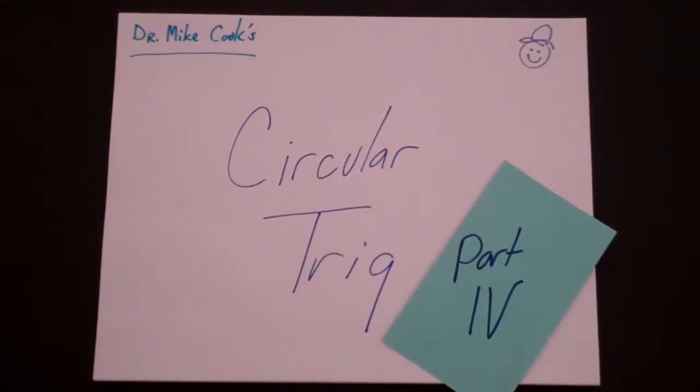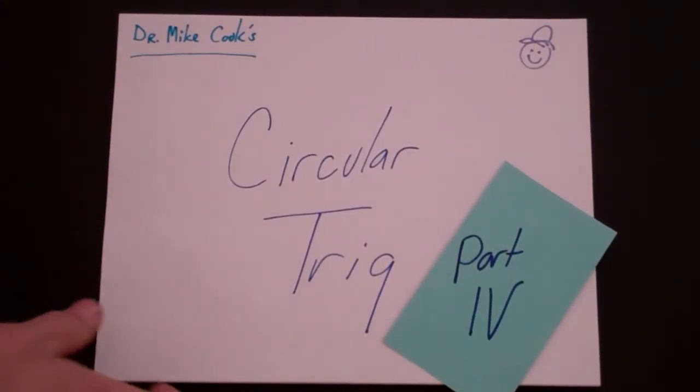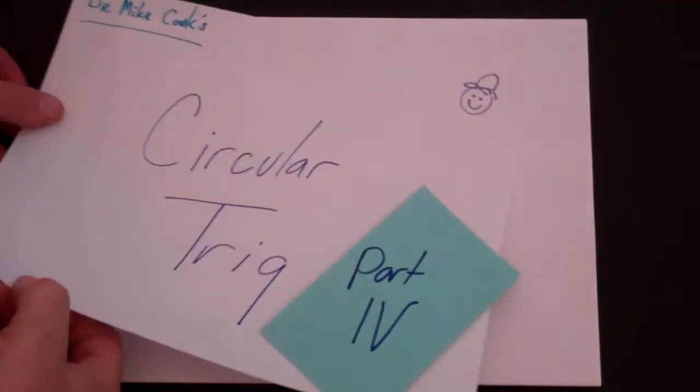The fourth in a series of videos on circular trig, and the focus on this one is we're going to study coterminal angles. So the first thing we want to do is define what a coterminal angle is.